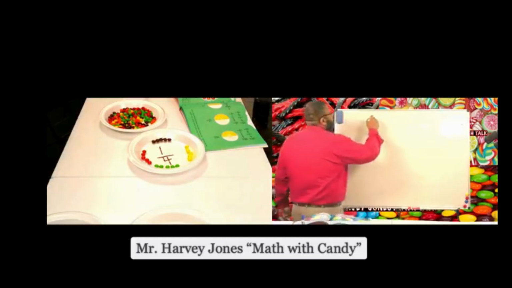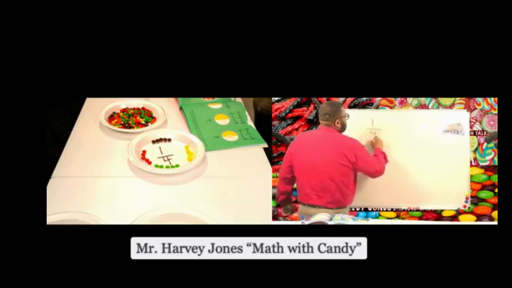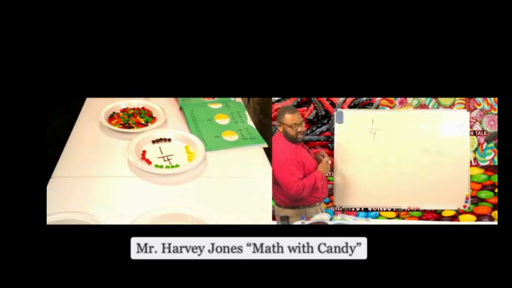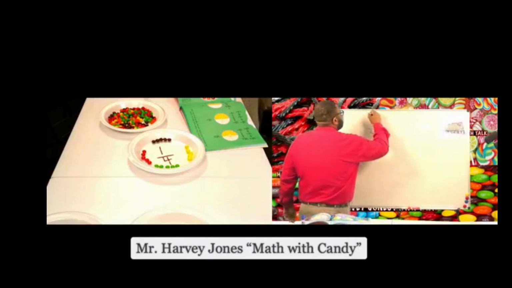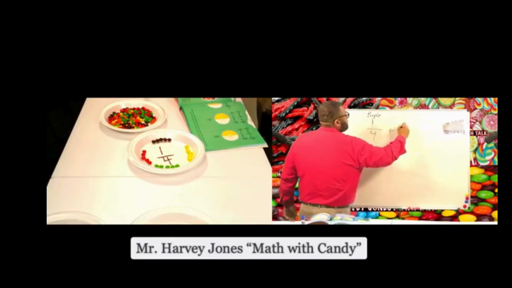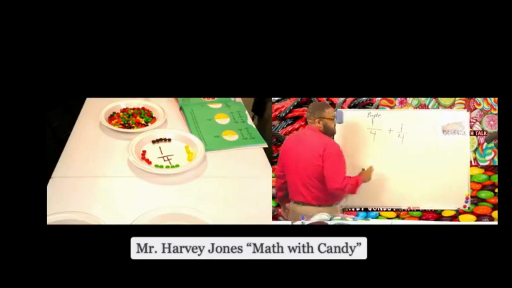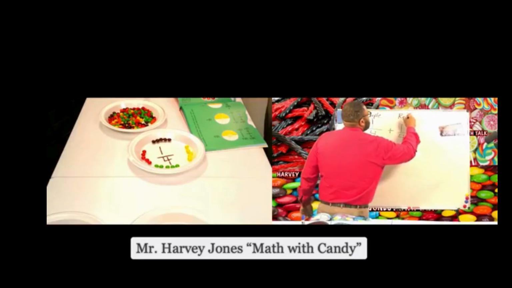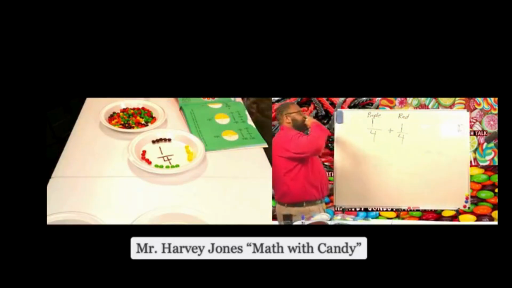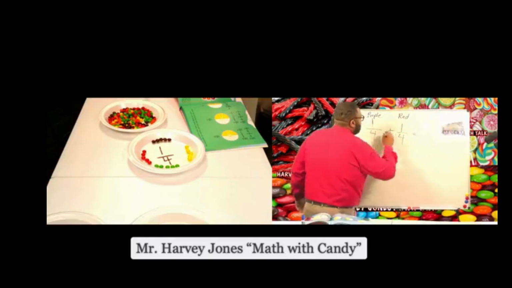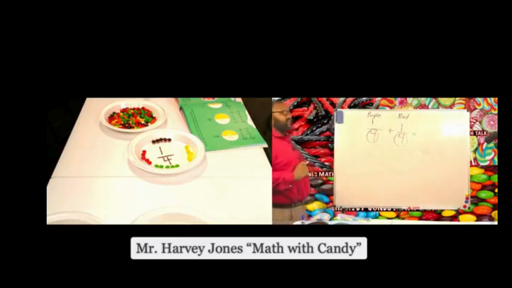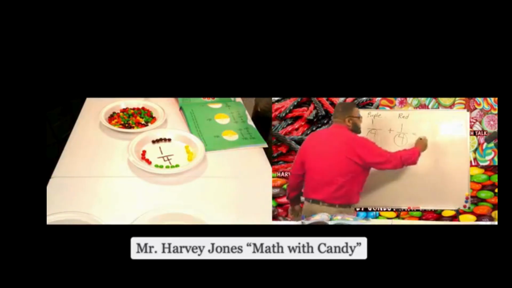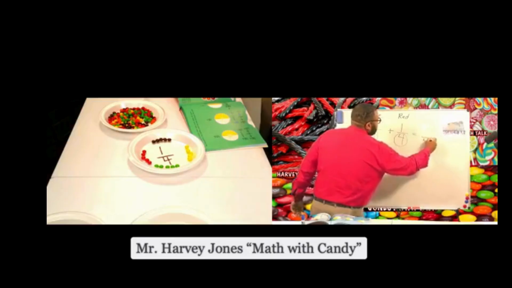Now it says 1/4. And we'll do a quarter of, let's do purple, plus another 1/4, and we'll do that red. So we're adding 2 quarters together. Once again, we're good. Our numbers down below, our denominators, are the same. So what does that mean? We just bring it on over.